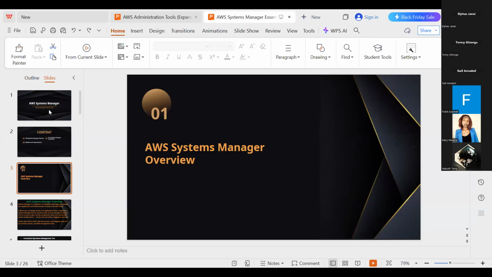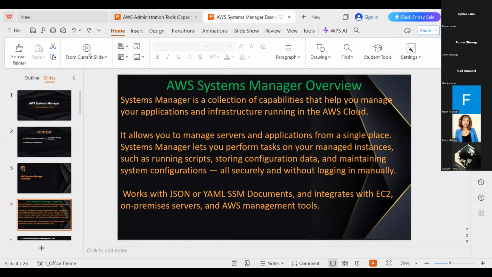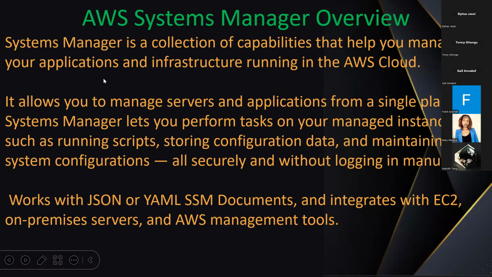Today we are going to cover AWS Systems Manager overview. At the start, we are going to cover the overview, the capabilities, and benefits. AWS Systems Manager is a collection of capabilities that help you manage your applications and infrastructure running in the AWS cloud. It helps you to manage your instances and other AWS resources. It allows you to manage servers and applications from a single place. Systems Manager lets you perform tasks on your managed instances, such as running scripts, storing configuration data, and maintaining system configurations, all securely without logging in manually.